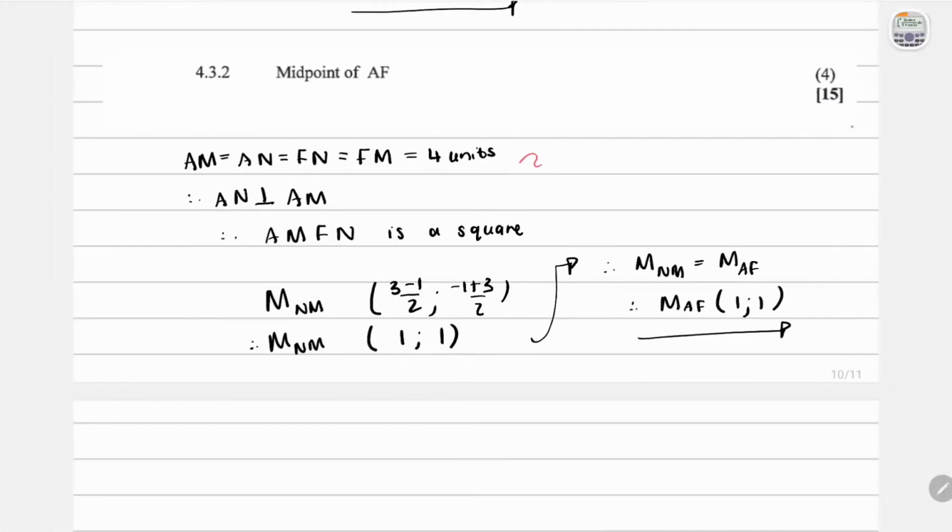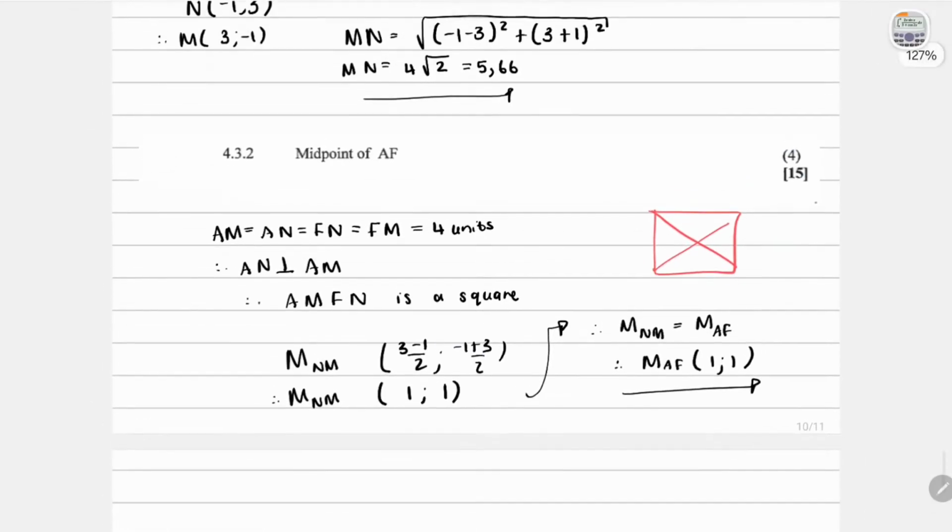So you could have just shown them this part and then, rather than concluding it's a square, you could have skipped this and concluded that it's a parallelogram. And so because it's a parallelogram, their diagonals would intersect at the same point, meaning their diagonals bisect each other. And then you could have gone ahead to find that midpoint using the formula. Okay, so that is it for this question, and that is it for question 4.